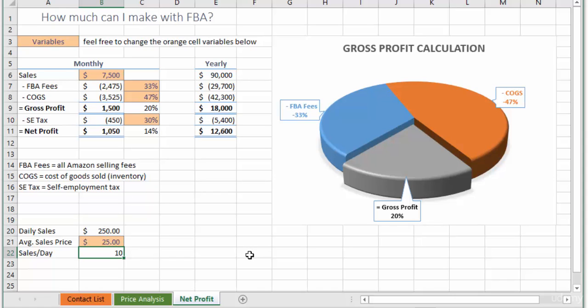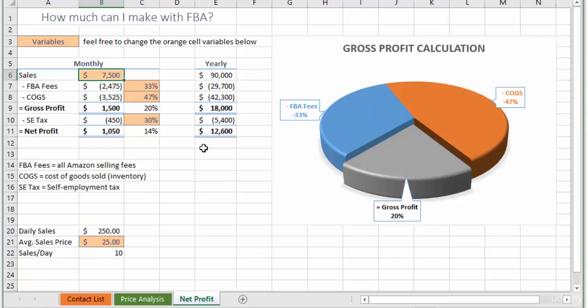The FBA fees and cost of goods are based on my experiences over the past few years. Just be aware that the higher the fees and cost of goods, the lower the profit. You'll have to have some sales history in order to know your numbers with more certainty. But in the meantime, these are good targets to shoot for.